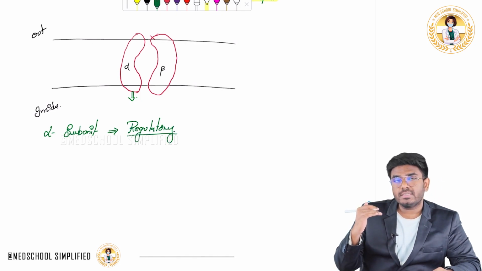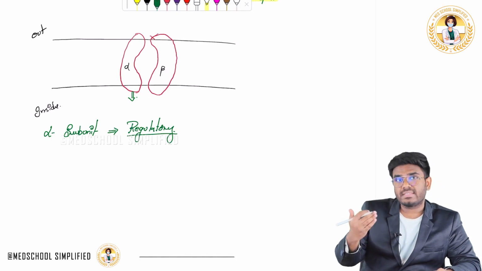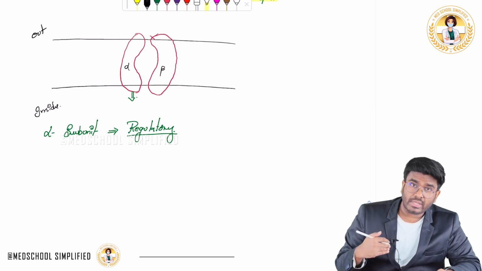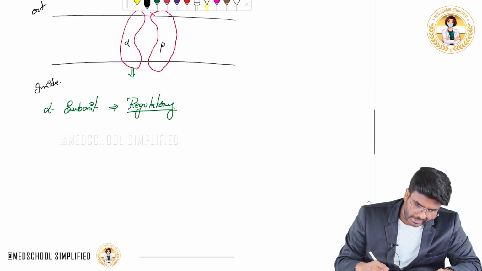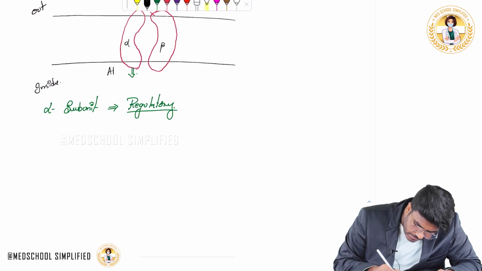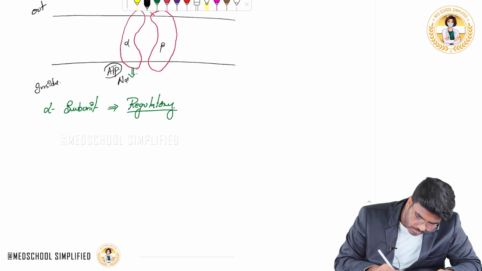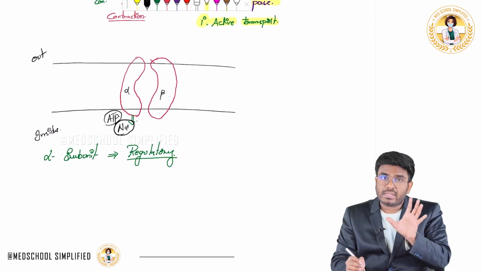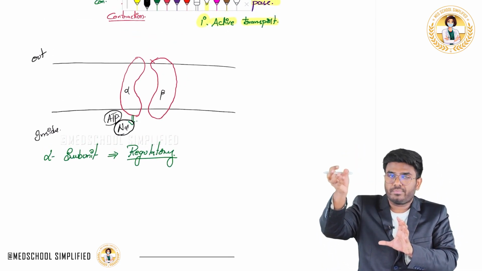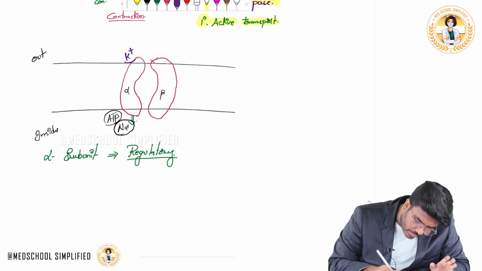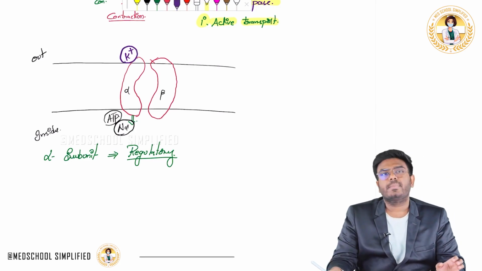The alpha subunit is present both outside and inside. Inside the cell, who is going to bind to the intracellular domain of this alpha subunit? ATP as well as sodium. These molecules bind to the intracellular side and from there they will go out. And on the extracellular side, potassium is going to come and bind.